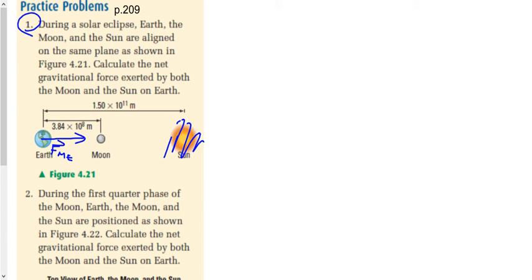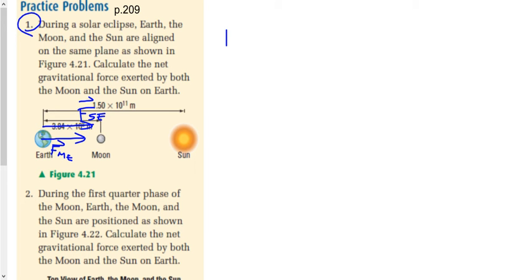All right, what about the sun? Now let's pretend the moon doesn't exist. Do the sun and the Earth attract or repel each other? They attract each other, right? So that means the sun will be pulled to the left. We don't really care about that one. The Earth will be pulled to the right. That's the one we care about. I'm going to say the force of the sun on the Earth is to the right. Now let's get the values of both of those forces.